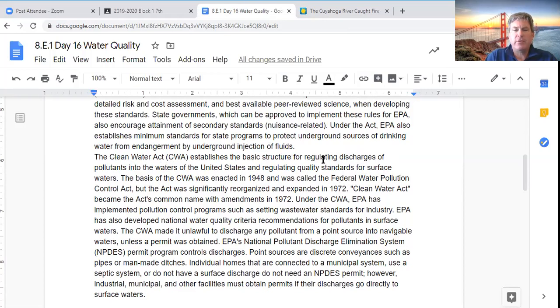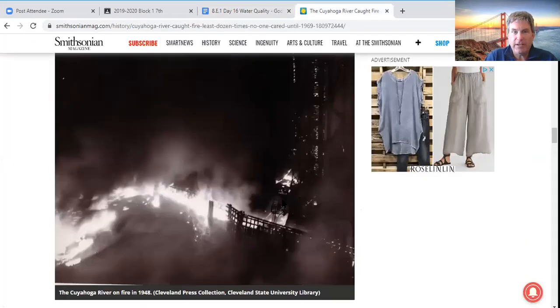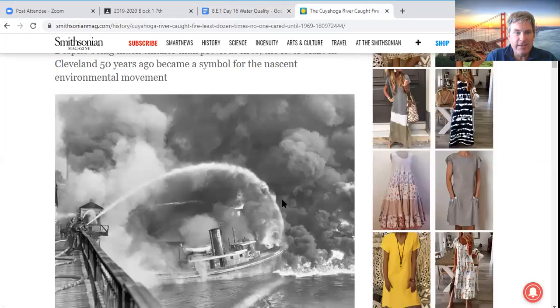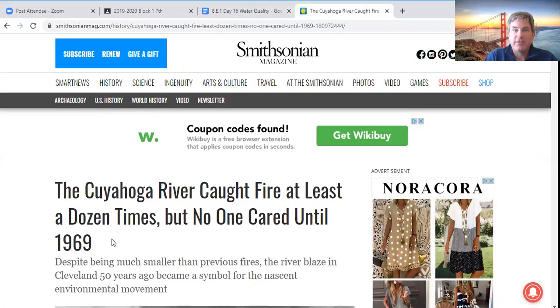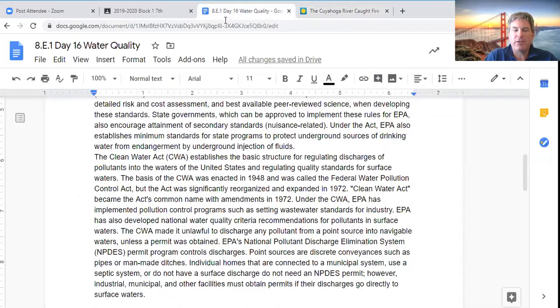Basically 1972. So the whole caught fire thing, 1969. So basically, that's about how fast government works. 1969, the river catches fire and catches everybody's attention. And in 1972, we finally passed some more laws to help stop the rivers from catching fire in major cities.